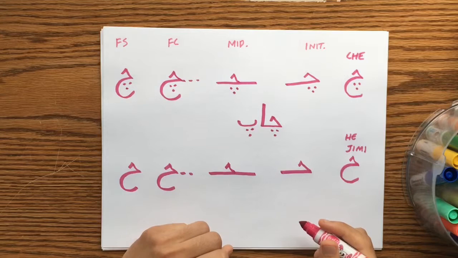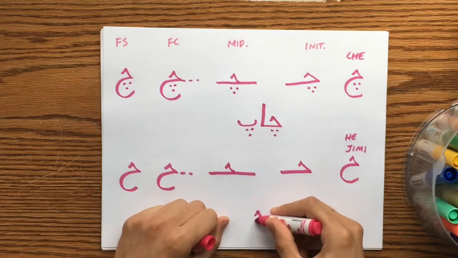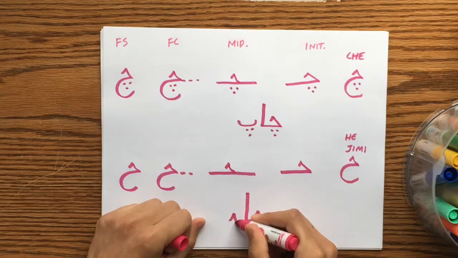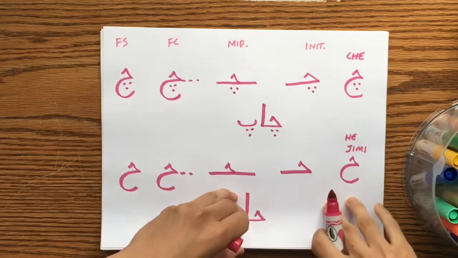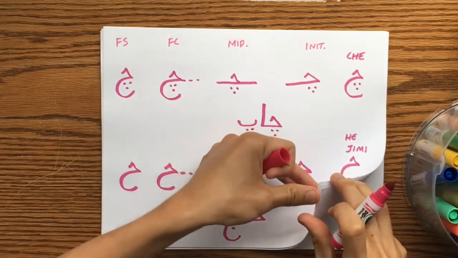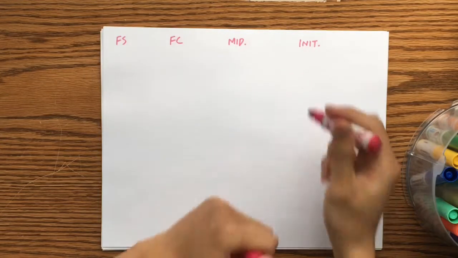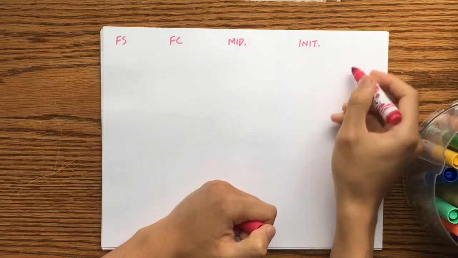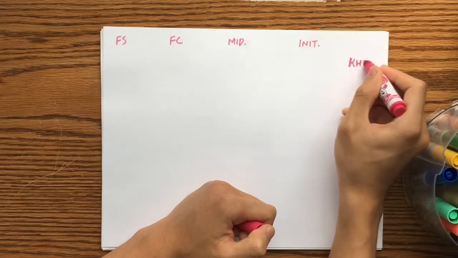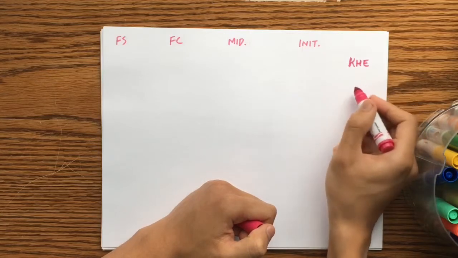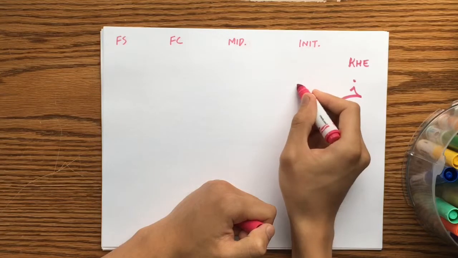Okay, so now what can you write? You can write the word Hajj, which is the name of the pilgrimage that Muslims go on to Mecca. Okay, the next letter is khe, which makes a sound that's like KH together, khe. And that has 1 dot on the top.